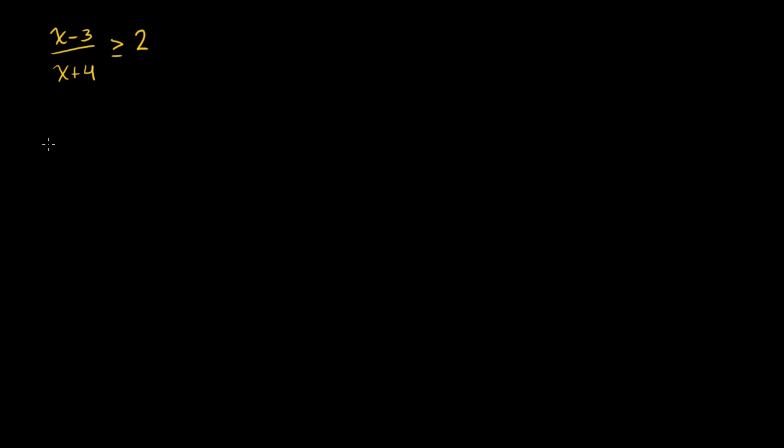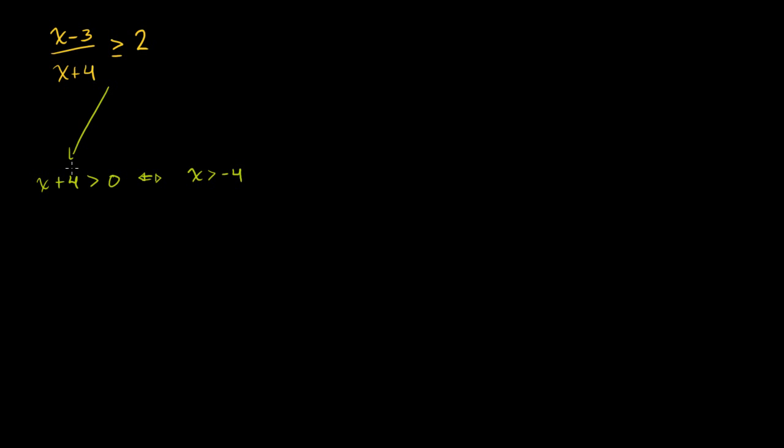So one situation is x + 4 is greater than 0. And remember, it can never be equal to 0 because then this expression would be undefined. So let's explore x + 4 is greater than 0. If we subtract 4 from both sides, these are equivalent statements, that x is greater than -4.